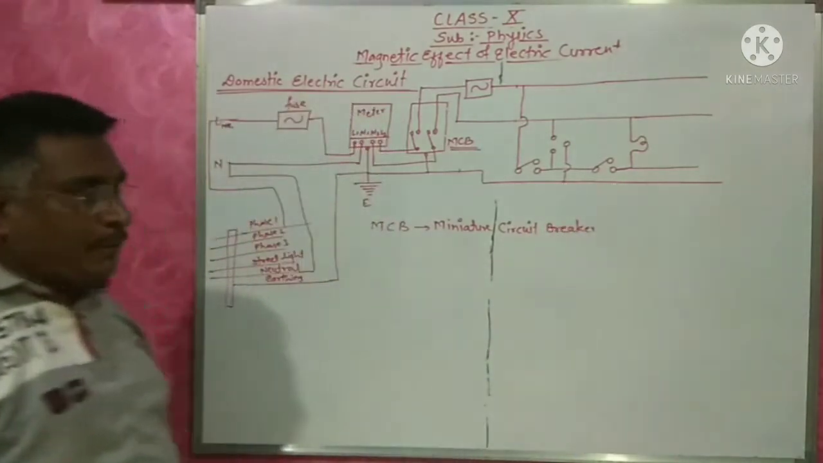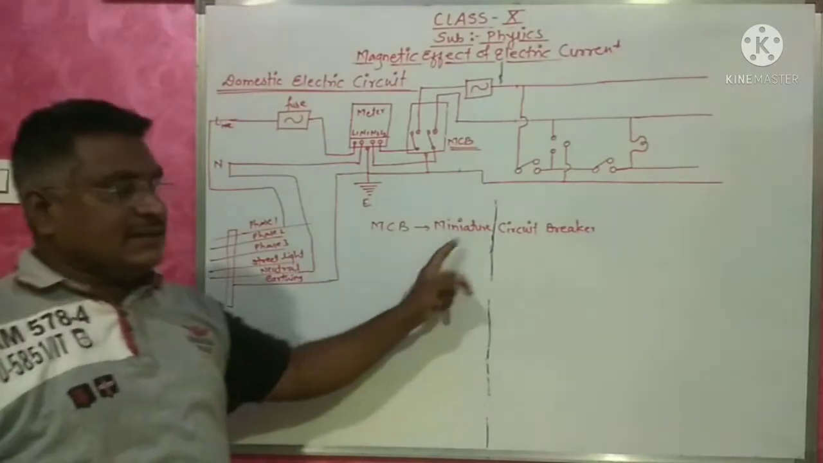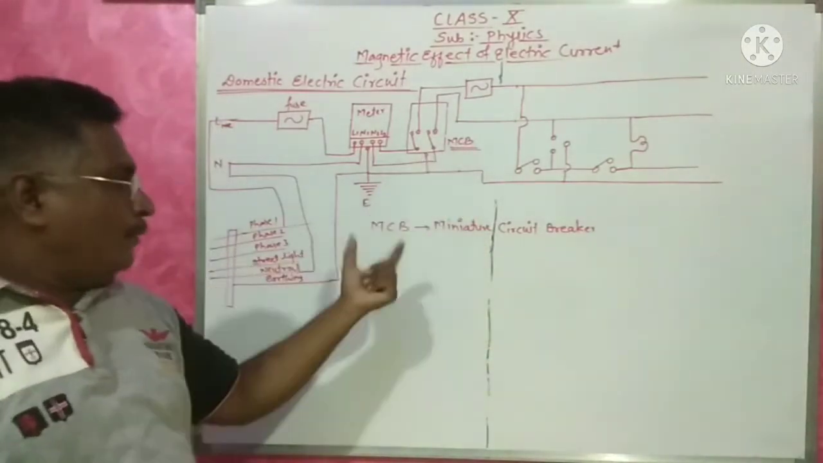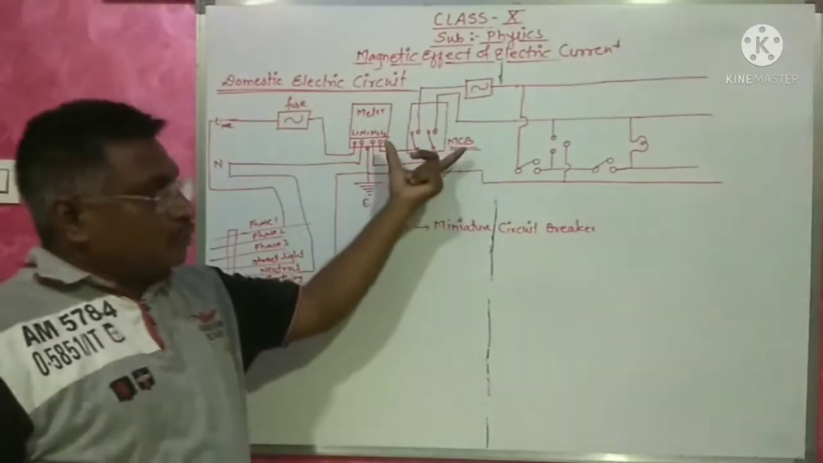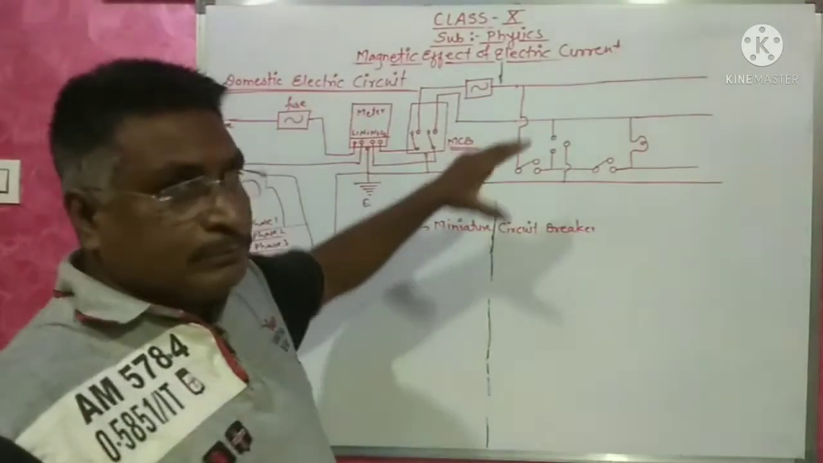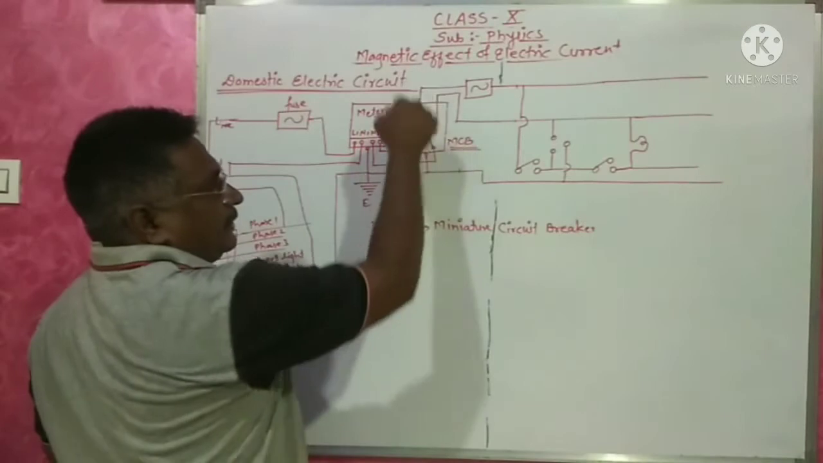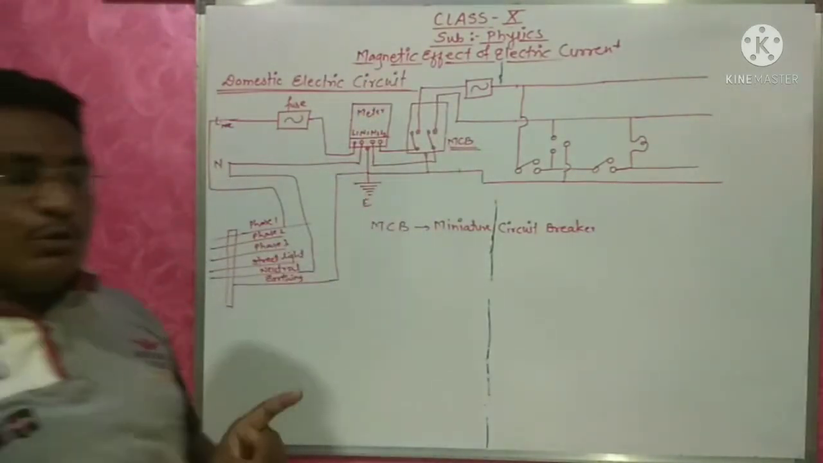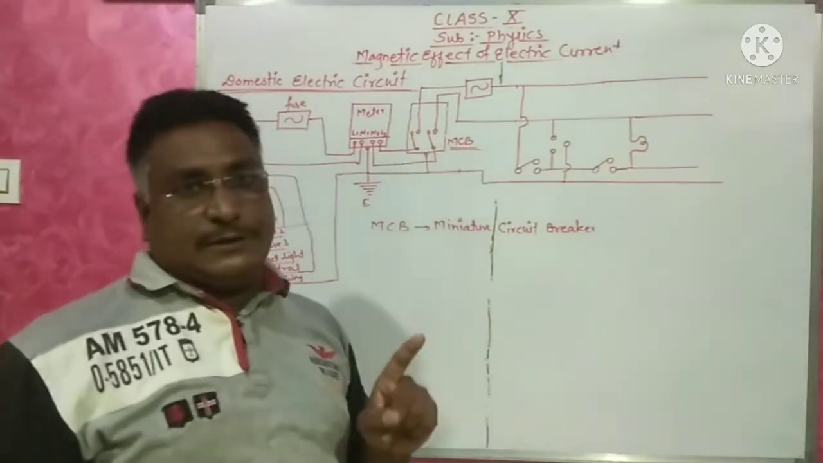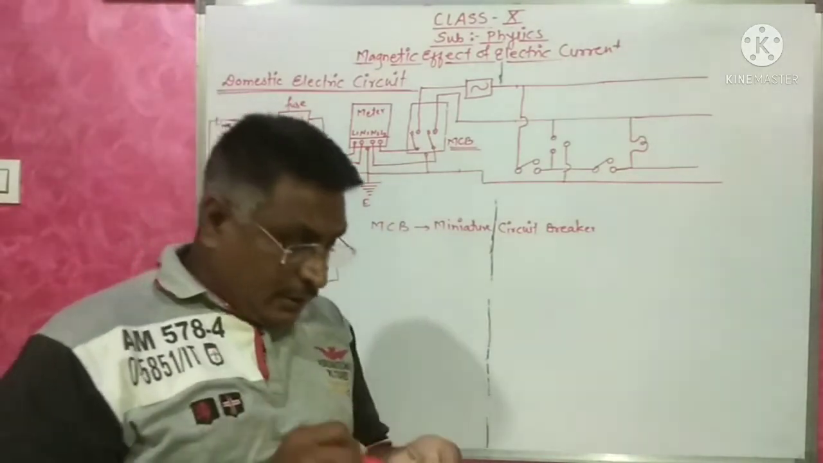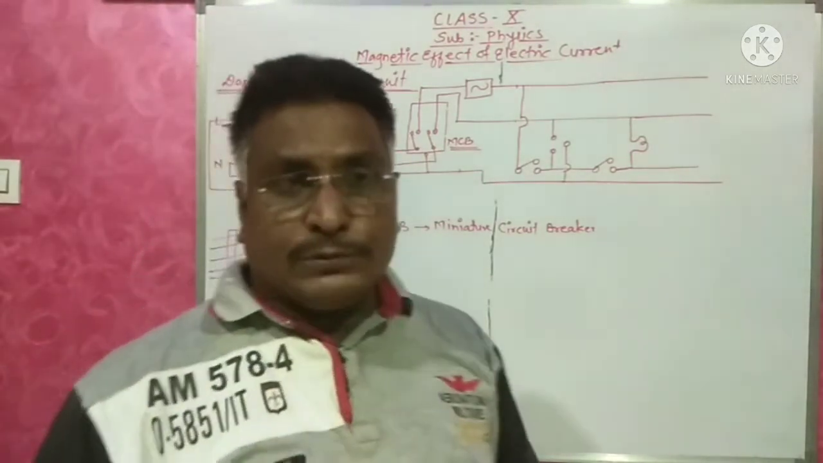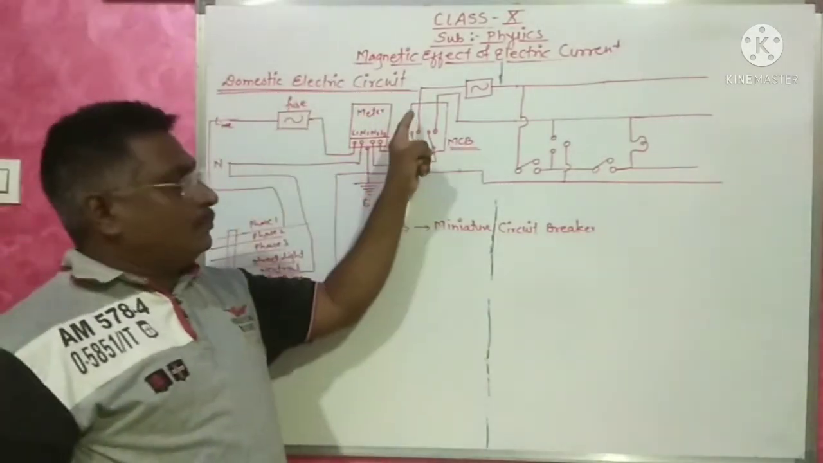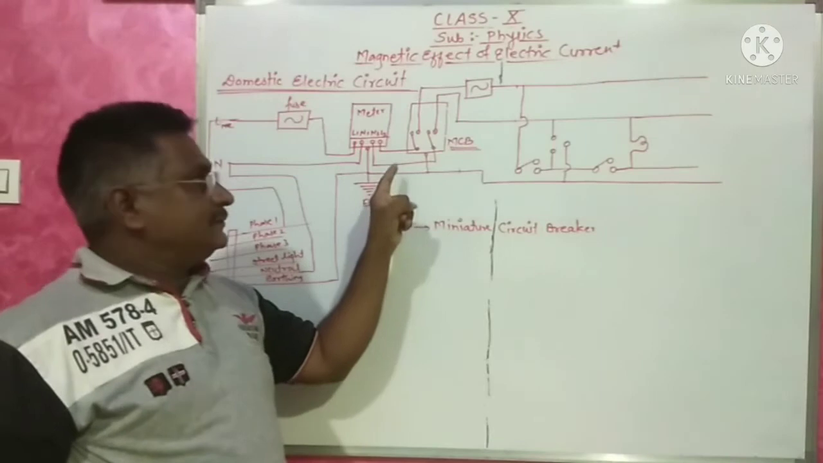What is the long form of MCB? Miniature circuit breaker. This is the long form of MCB. So here in your homes, all the connections are coming into this MCB. For each room, one switch is there. So if your home has 4 rooms, here 4 switches are there. Each room has one switch.